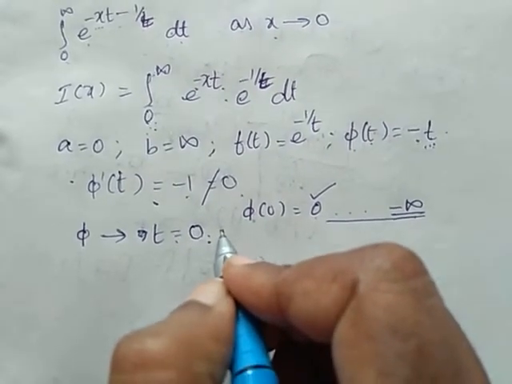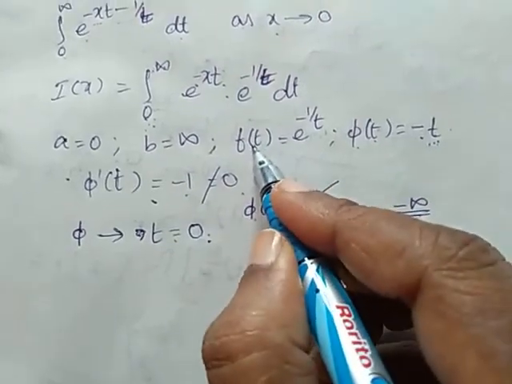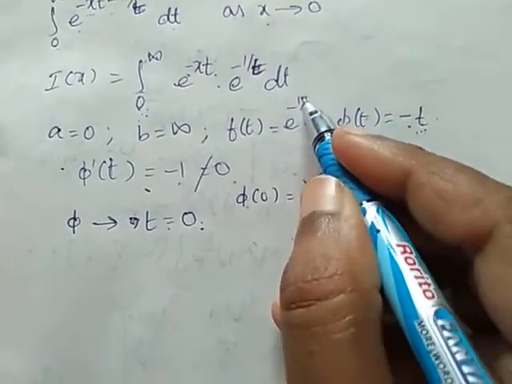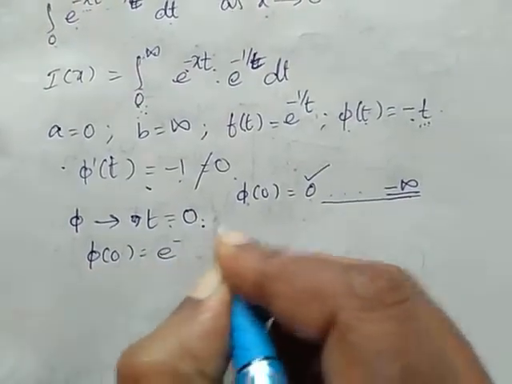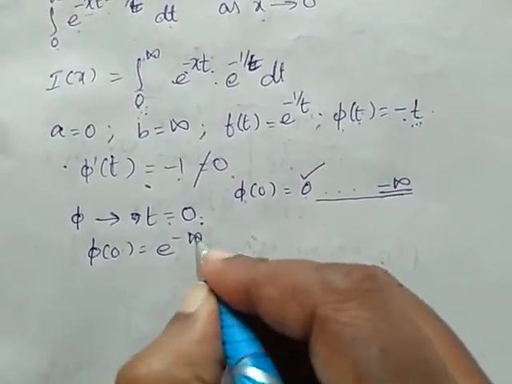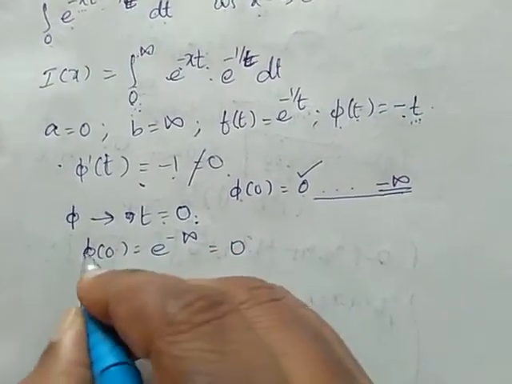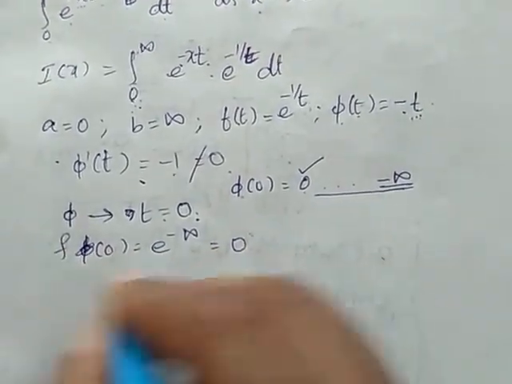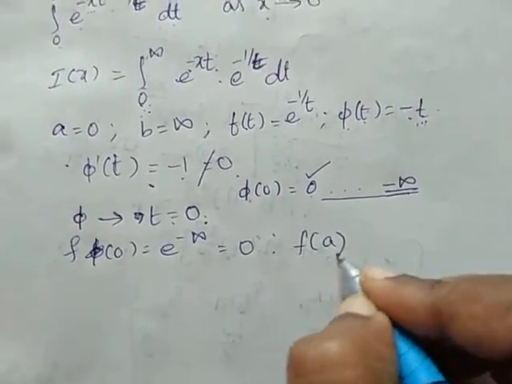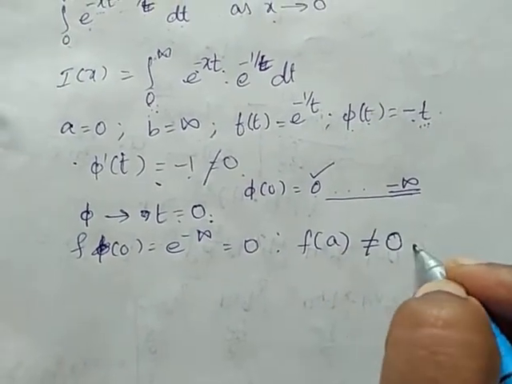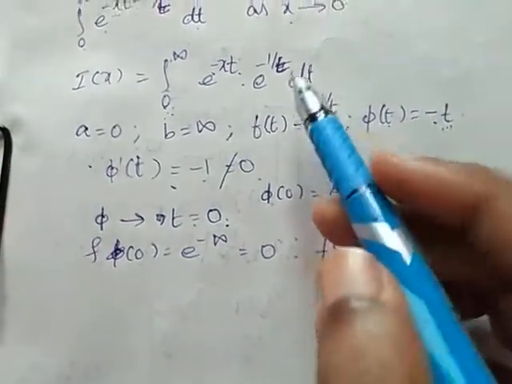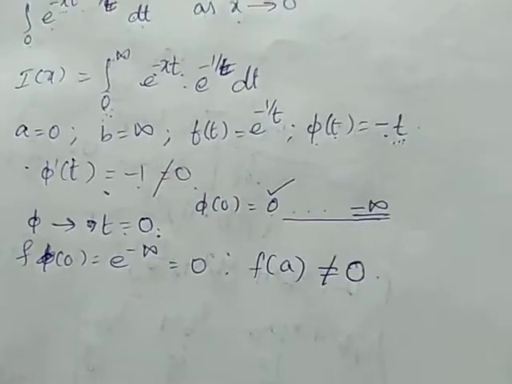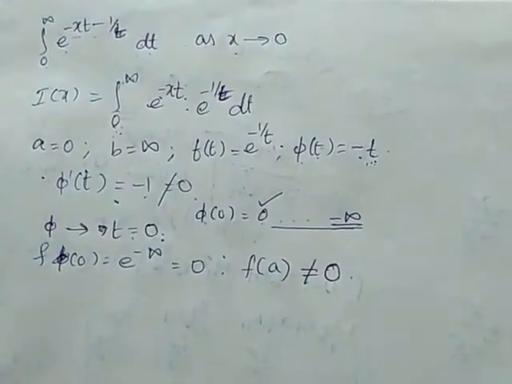Also, what is our f of t? f of 0 is e power minus 1 by 0, which is e power minus infinity. E power minus infinity is 0. See, this is f. So already we told f of a or alpha should not be equal to 0. So we cannot proceed with this. So whenever we cannot proceed with this, we can go for the Taylor series method. Here we do not contain any trigonometric function.